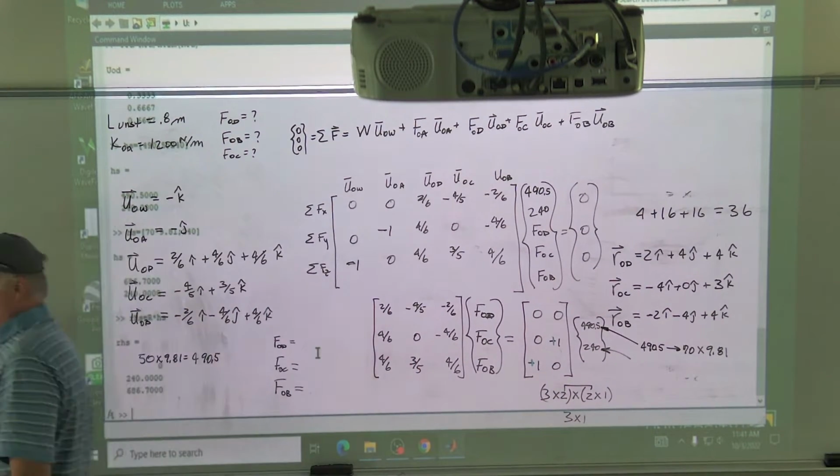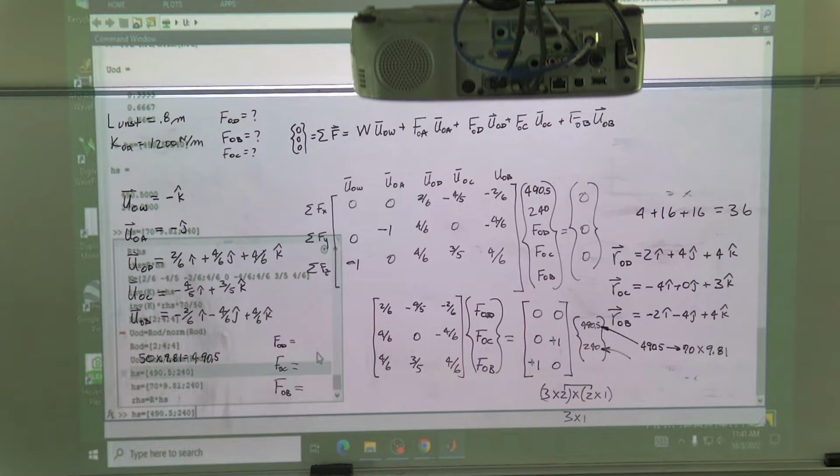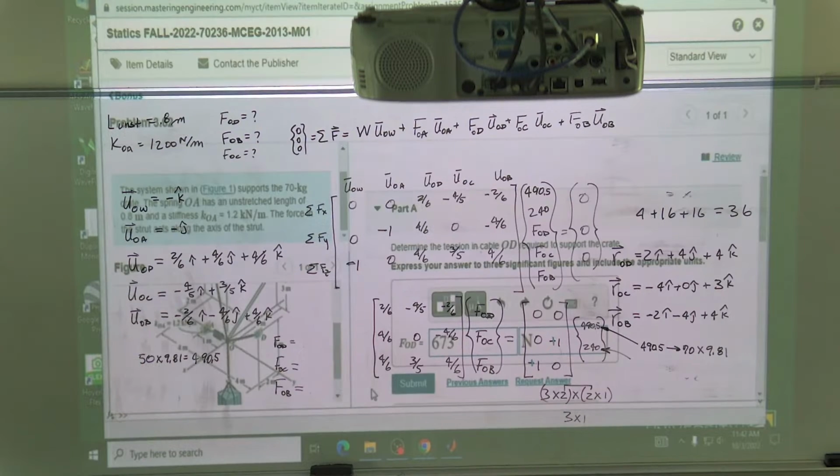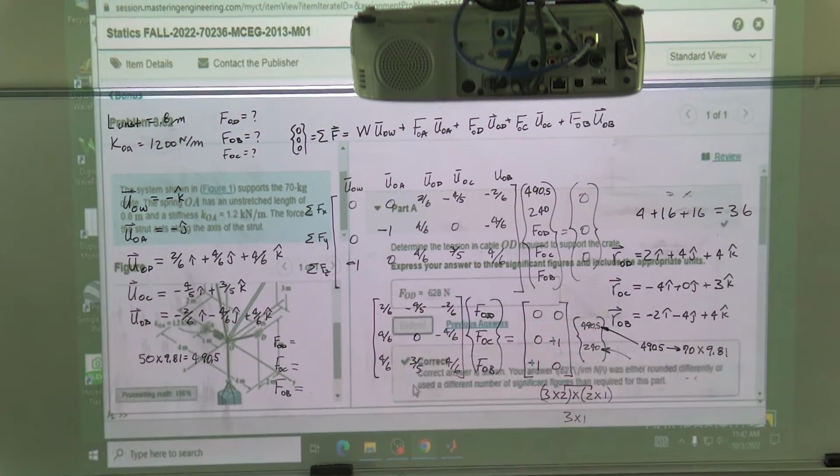Now I should be able to go back. I already have k, so now I should be able to get that. Okay, so those should be the answers. Let's try. Copy. Now I'll try to find, paste. All right.